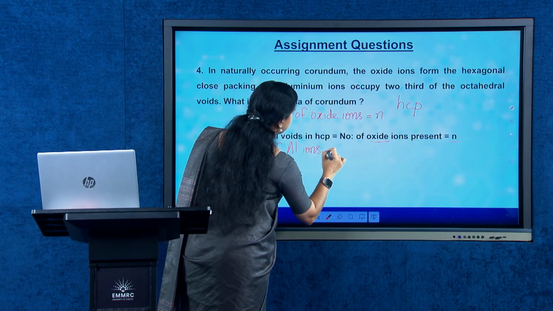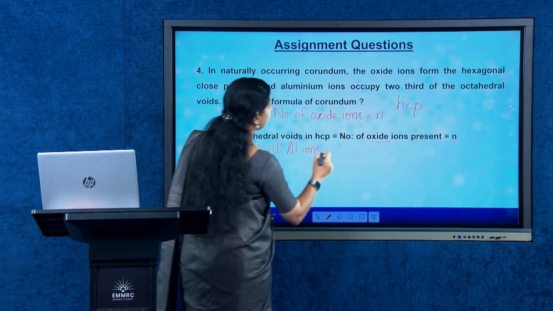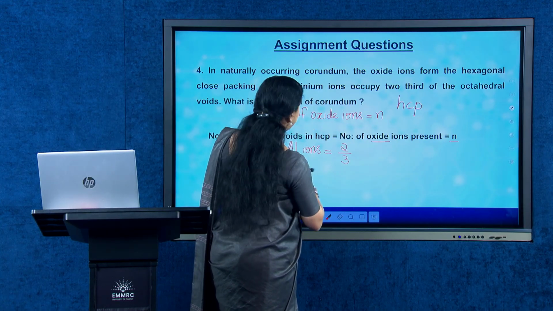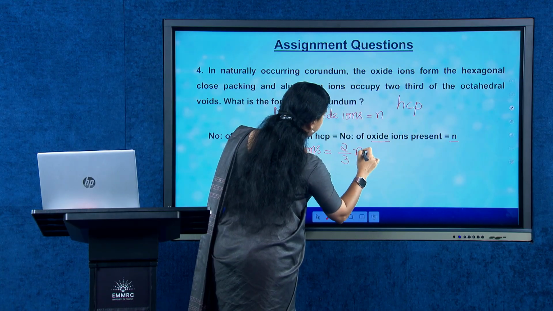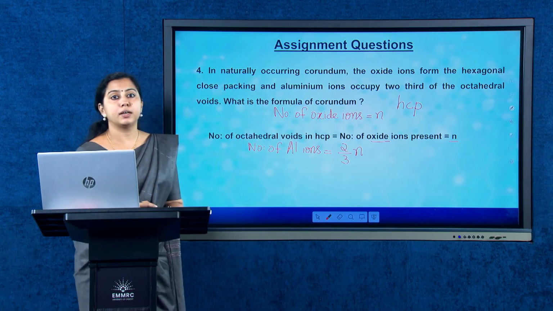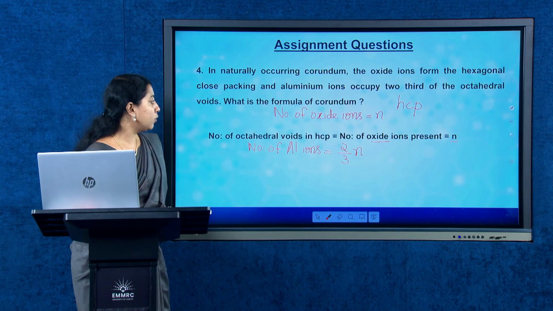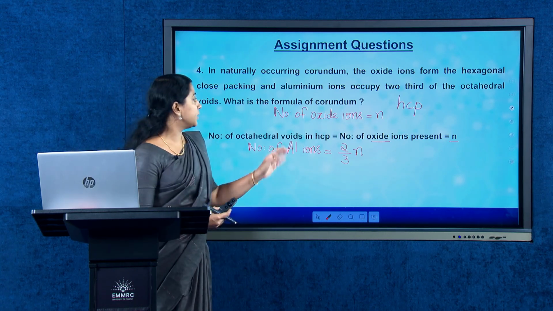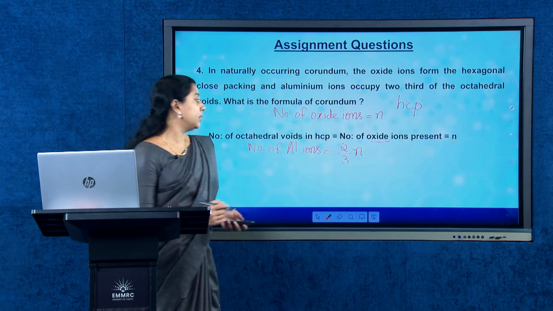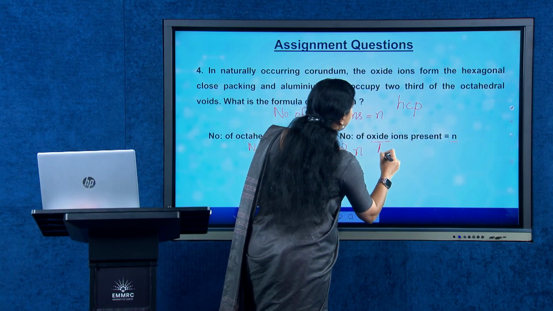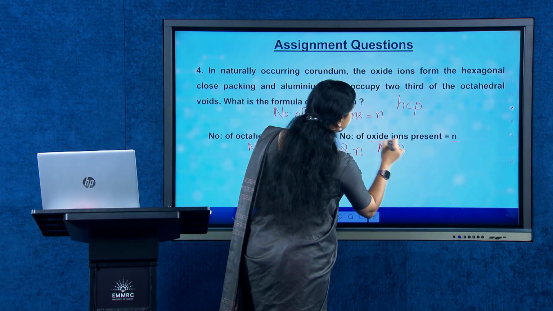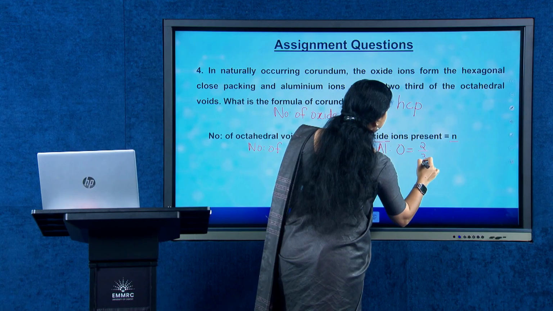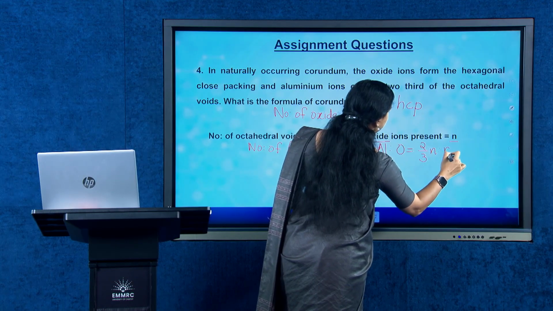Number of aluminium ions will be equal to 2/3, so 2/3 of octahedral voids. So that will be 2/3 N, where N is the number of octahedral voids. Okay, so we have the number of aluminium ions as 2/3 N and the number of oxide ions as N. So what will be the ratio of aluminium versus oxygen? That will be equal to 2/3 N is to N.